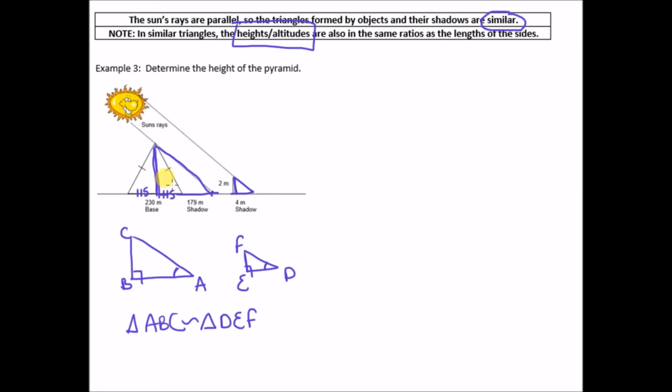Now let's label these. What is 115 plus 179 for that base? I get 294. We're trying to figure out CB, and we have 2 and 4 as the height and the base of the smaller triangle. Now let's stack. I'm going to put the question mark at the top so it's easier to cross multiply. So AB over DE is going to be equal to CB over FE.